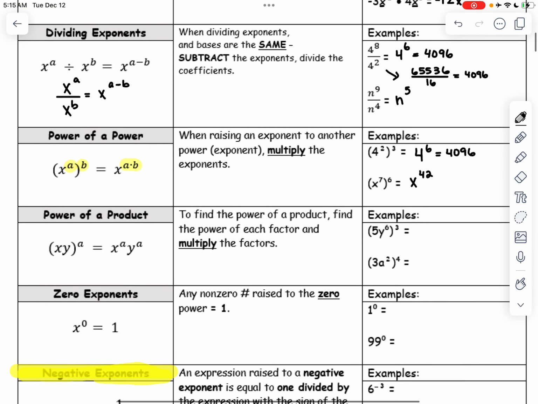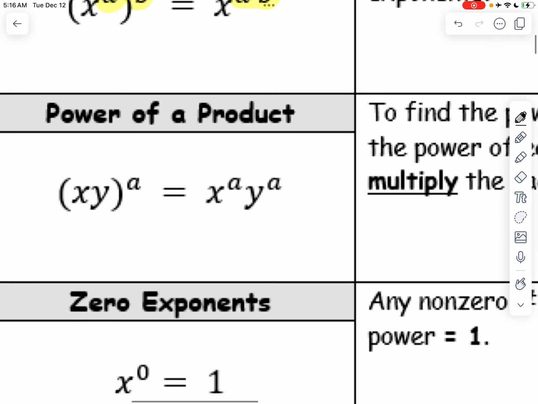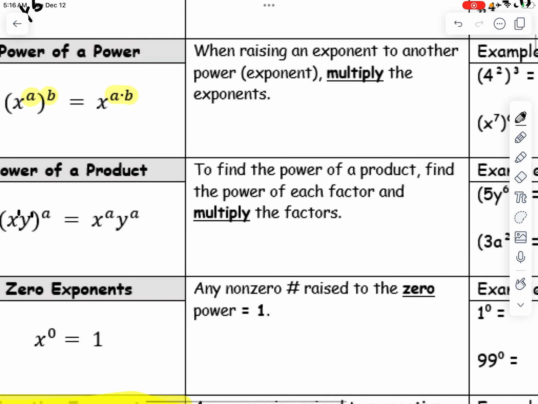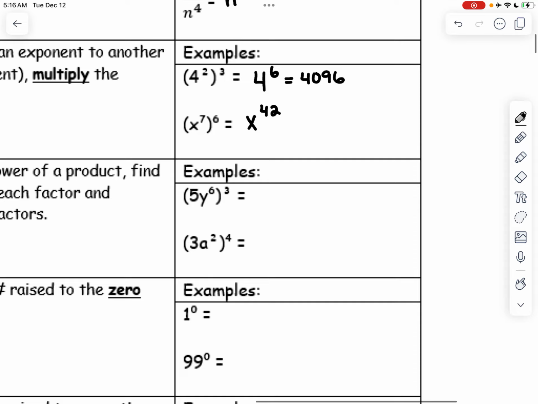Okay. Now, power of a product. This really goes into real understanding that when you have multiple factors being associated to the same power, every single factor has to be raised to that power. So here we have x and y in the parenthesis, both just have exponents of 1, but now they're being raised to an outside power of a. This would turn into x to the a times y to the a. So to find the power of a product, you find the power of each factor, and then you would multiply those factors. They would still be multiplying together.